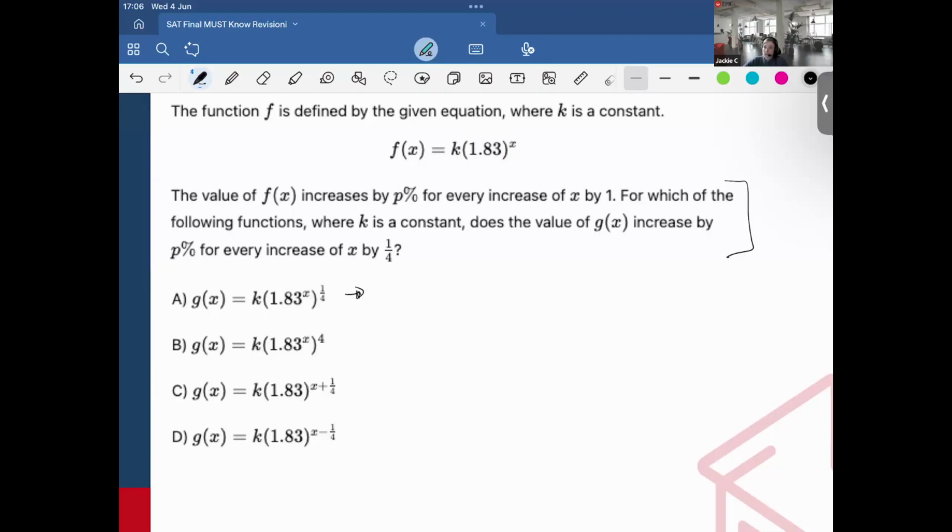So for this one, you can always test with g of 0. However, in this case, when I do that, this would be 0 times 1/4. This is just going to give me that g of 0 is equal to k, so that doesn't really tell me if it's increasing by 1/4 or not. So now I'm going to increase it by 1/4 and do 1.83, and this would be 1/4 times 1/4, which gives me g of 1/4. And let's see what that equals.